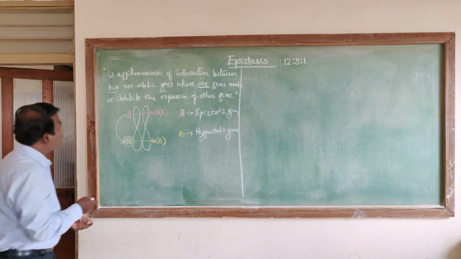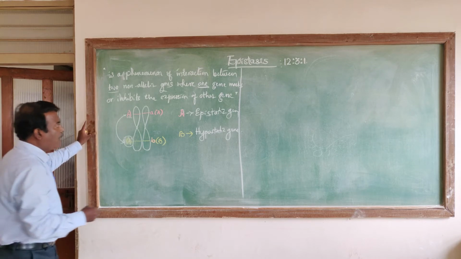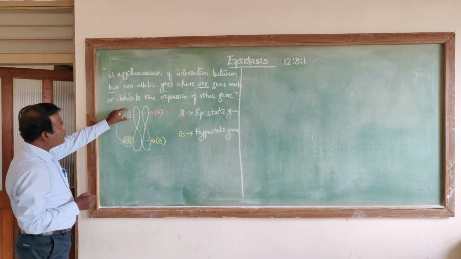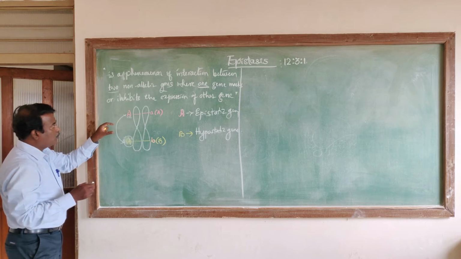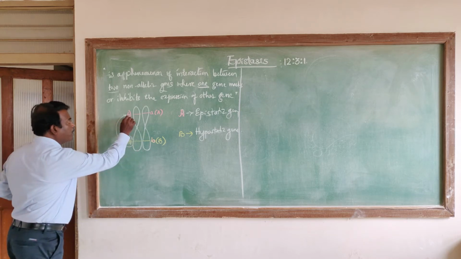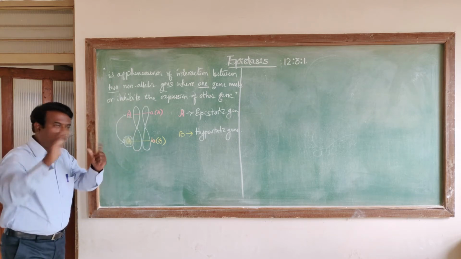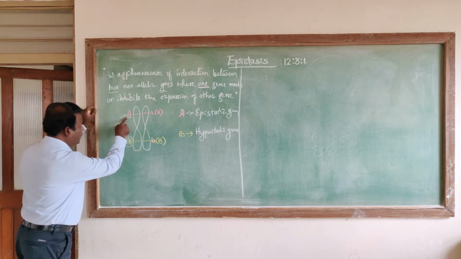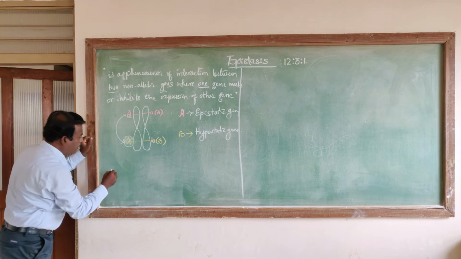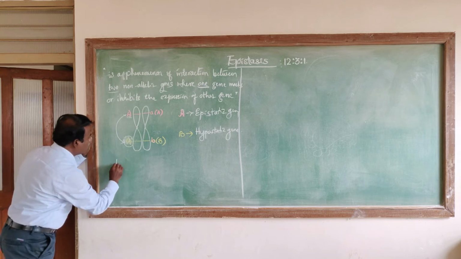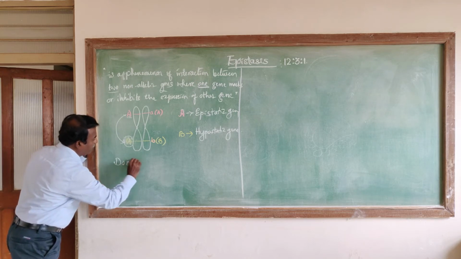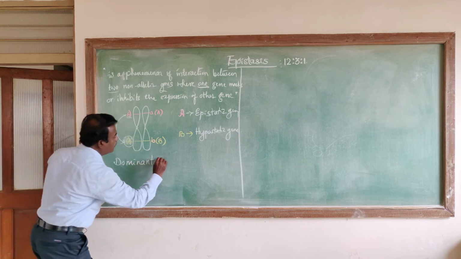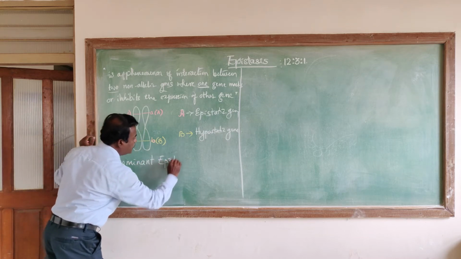Then the elaboration of the same concept is, here I say epistatic gene, is it to be present all the time in a dominant state or not? It depends. If an epistatic gene is present in a dominant state, then it is called dominant epistatic gene. Dominant epistatic gene.